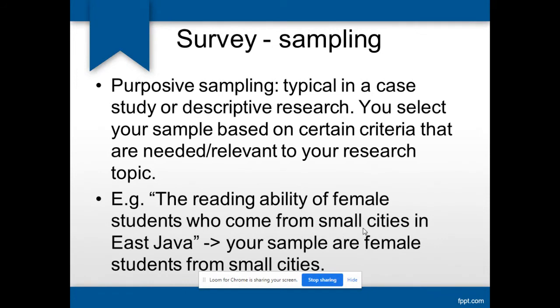And you run into another person. This time, it's a female student, but she comes from Surabaya. No way. You cannot pick her as a member of your sample. Why? Because although she is female, she comes from Surabaya, which is not a small city in East Java. So you see, in purposive sampling, you must define your criteria by which you are going to select the sample.